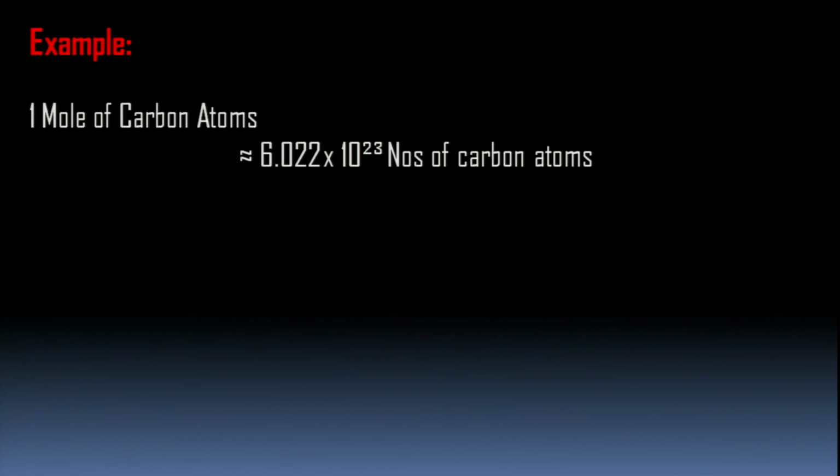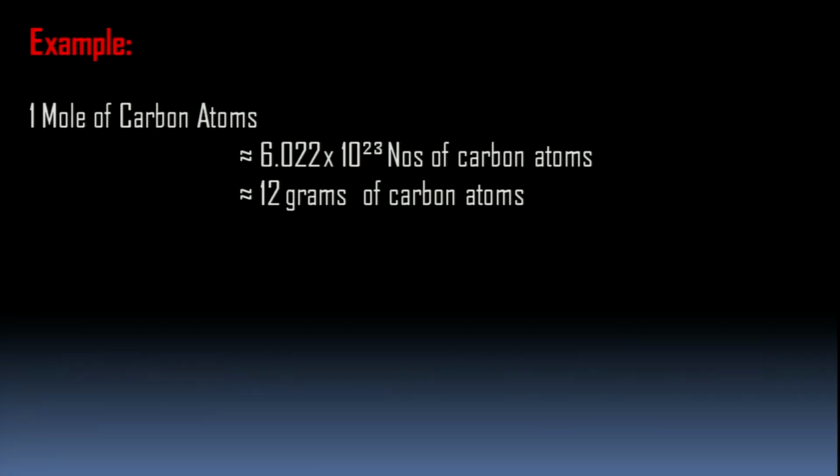Okay, children, let's go for an example and see. 1 mole of carbon atoms, as I have told you, contains 6.022 into 10 to the power 23 carbon atoms. What is the weight of 1 mole of carbon atoms? That is 12 grams of carbon. So 1 mole of carbon means 12 grams of carbon, which contains how many carbon atoms? 6.022 into 10 to the power 23 carbon atoms are present in 1 mole of carbon, or 12 grams of carbon.